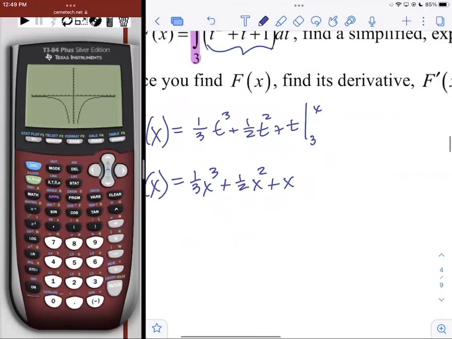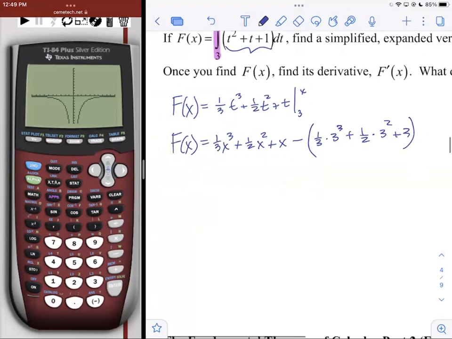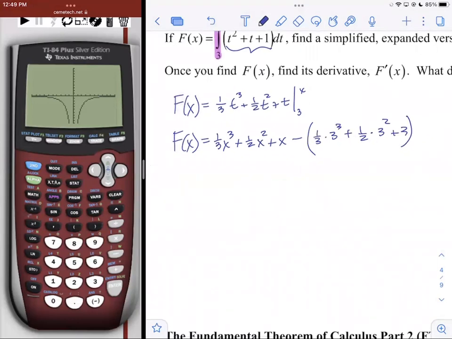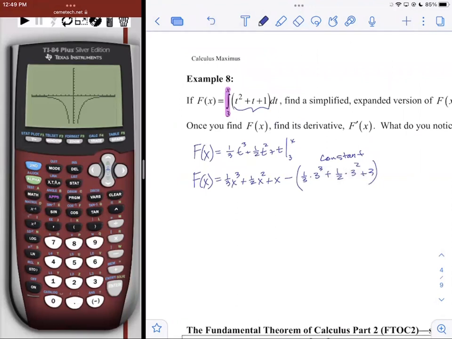Oh, that turned it into a function of x right there, but then minus parentheses, let's plug in a 3. Now I'm not going to simplify it. I'll just call this 1/3 times 3 cubed plus 1/2 times 3 squared plus 3. Okay. And that's going to be some constant, right? That's some constant.